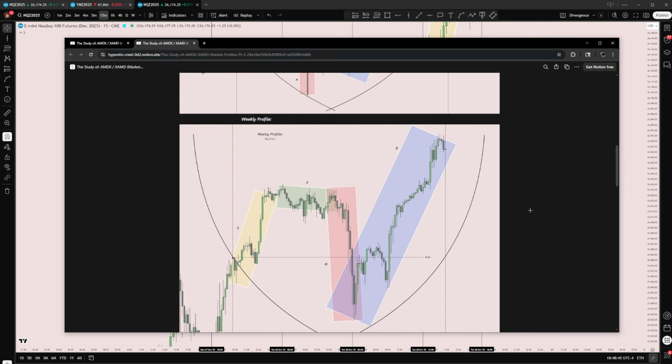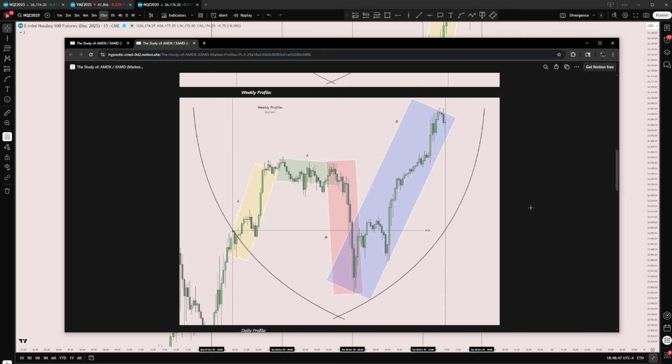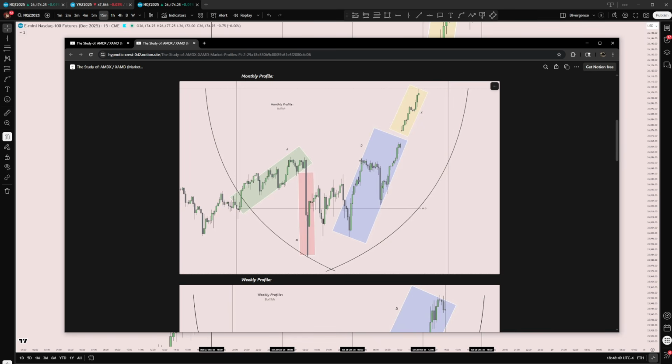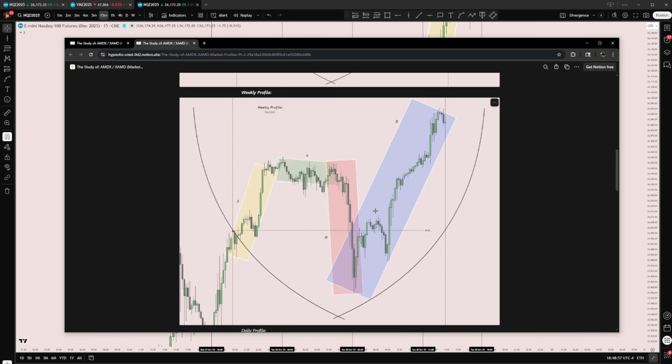Coming down into it, what does a weekly profile look like? Keep in mind, this box of price action during the distribution phase on the monthly cycle, this right here is actually this weekly profile.